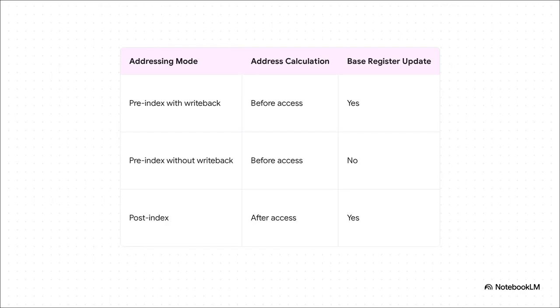So let's just break it all down side by side. It really just comes down to answering 2 simple questions. 1, do you calculate the new address before or after you access the memory? And 2, do you permanently update your bookmark, that base register, or not? These 3 modes give you precise control over both of those things.